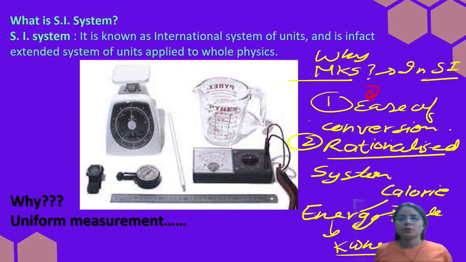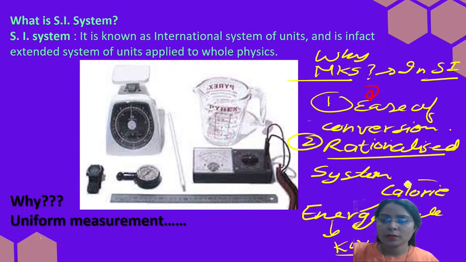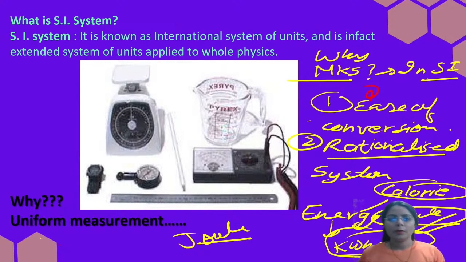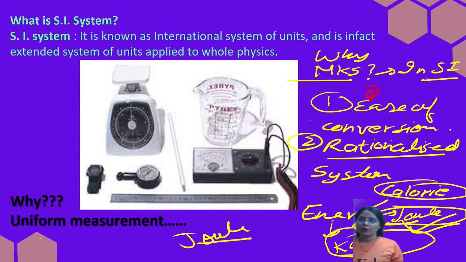Now there is a big chaos. How could the system be applied? They said we are not at all concerned about calories, nor about kilowatt hour. We can explain all of these things with the help of Joule. So for energy, Joule is the standard unit, and I am going to use Joule. That is called the rationalized system.